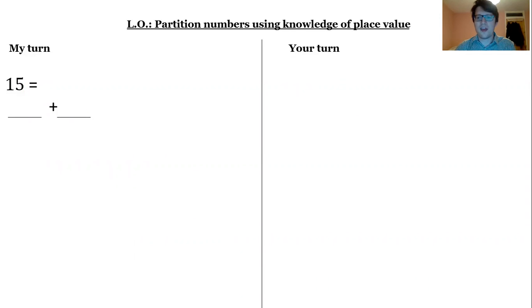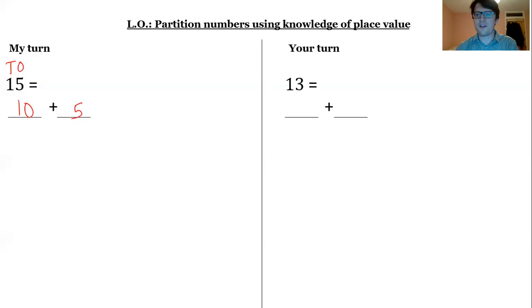What about this one then? Again, these teen numbers are often a little bit confusing. If we think about our tens and our ones, always thinking about our place value columns, then we can see that we've got 1 ten, which is 10, and 5 ones. So 10 add 5 is the same as 15.